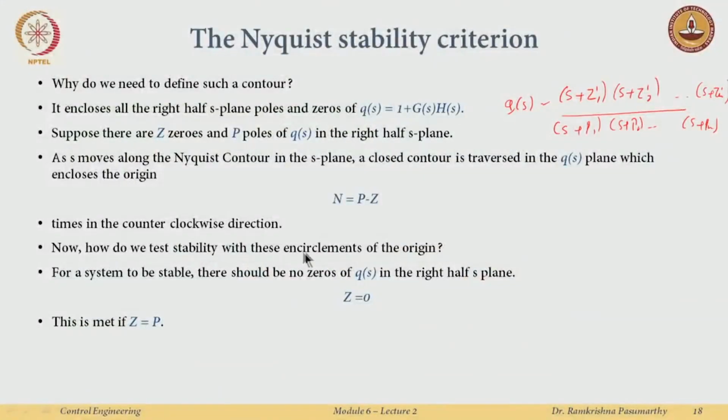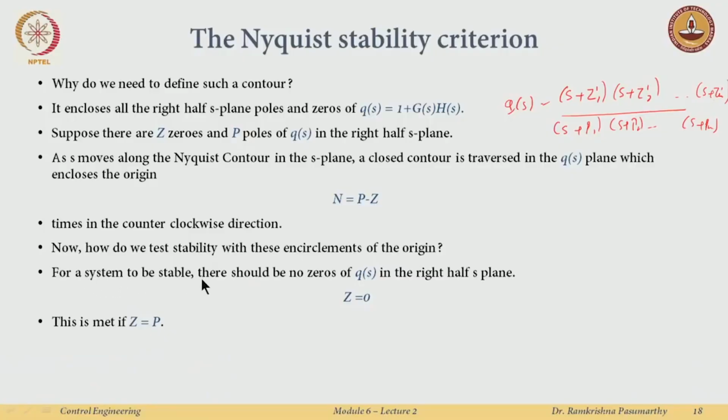Now, how do we test stability with these encirclements of the origin? Let me again ask myself a question: when is this system stable? Well, for the system to be stable, there should be no zeros of Q(s) in the right half S plane, because these zeros of Q(s) are the roots of the characteristic equation, and these are also the poles of the closed loop system. For this system to be stable, Z should be equal to 0. There should be no zeros in the right half plane.